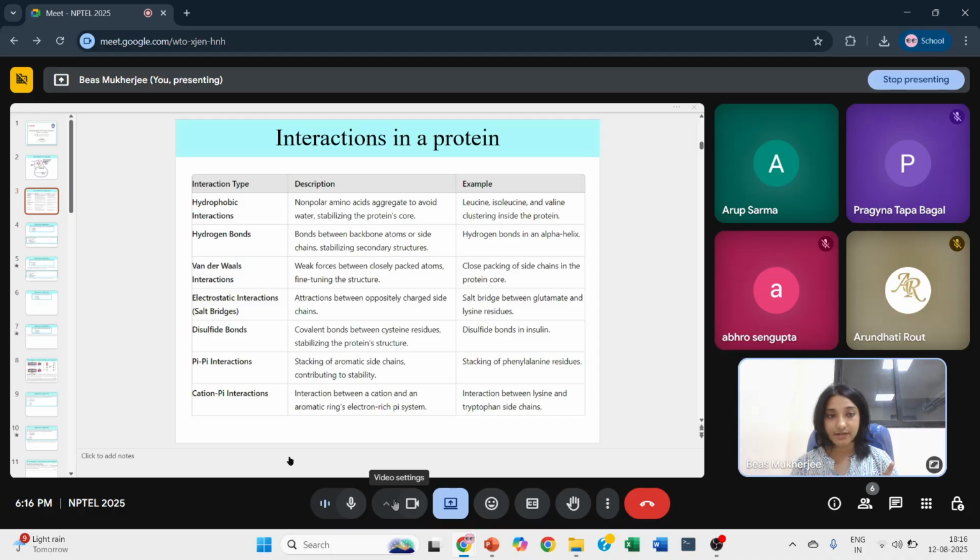Then comes pi-pi interaction. So there is a pi electron cloud in the aromatic amino acids. They are having these stacking interactions. Pi-pi stacking interactions of aromatic side chains contribute to stability. Stacking of, let's say, phenylalanine residues or tyrosine residues. So these are very interesting.